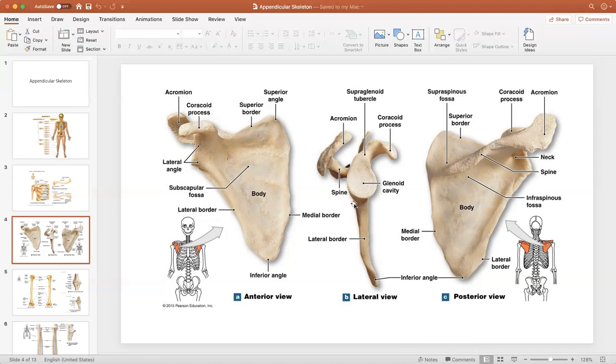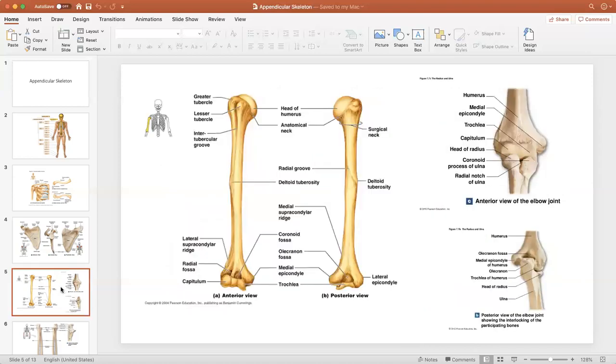That's a very shallow ball and socket joint here. Most of what keeps the head of the humerus in there is not the depth of the cavity, but it's the cartilage around that, which we'll look at in the joints PowerPoint as well. So that's the scapula. We'll move on down to the humerus.